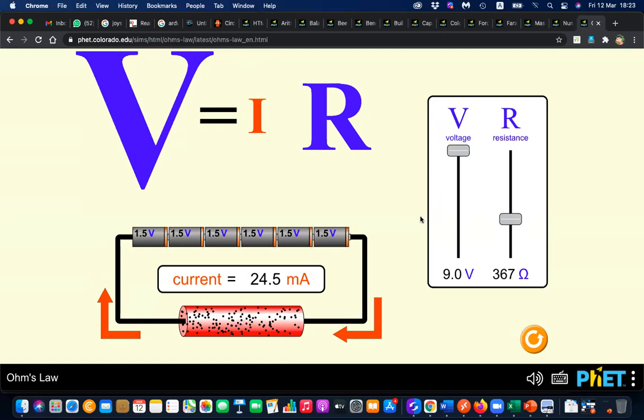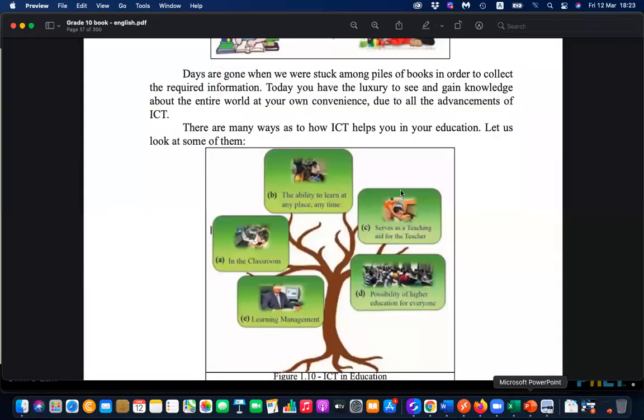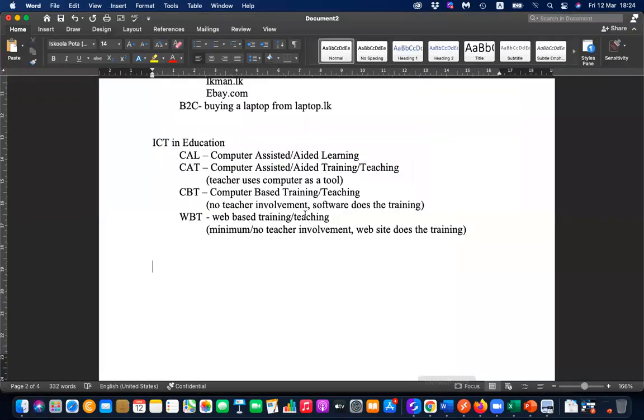There is this in education. This is like web-based training, WBT. These are the components in e-education. E-education is something important. That's why I gave a lot of examples.